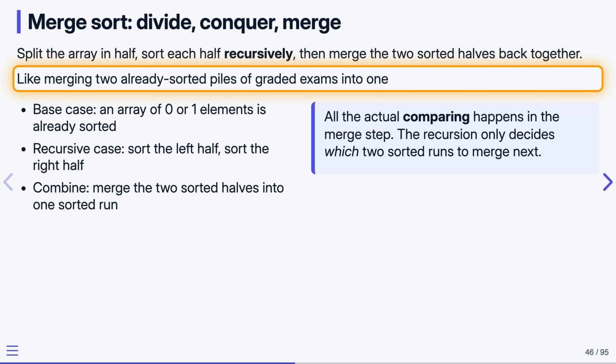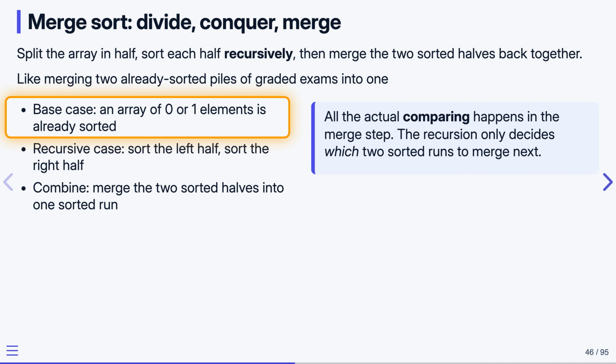Think of 2 piles of graded exams. Each pile is already sorted by score. To make one combined sorted pile, you look at the top paper of each pile, take the lower one and repeat. Each step is one small comparison.